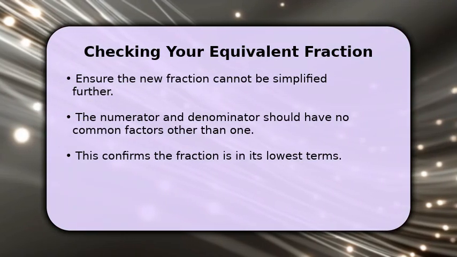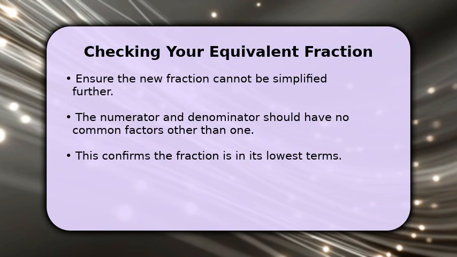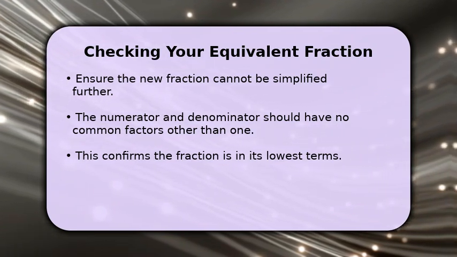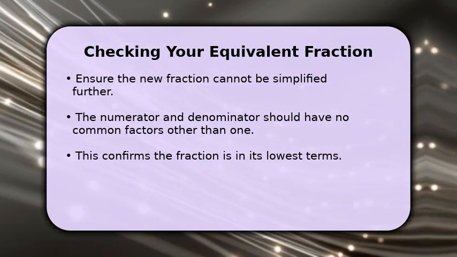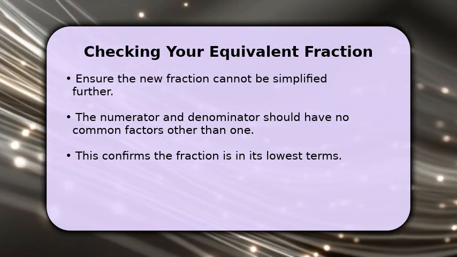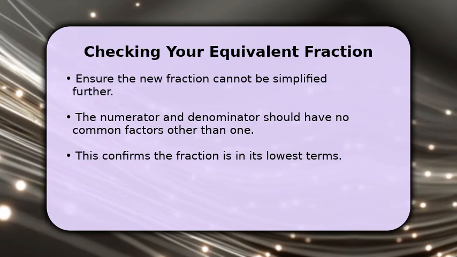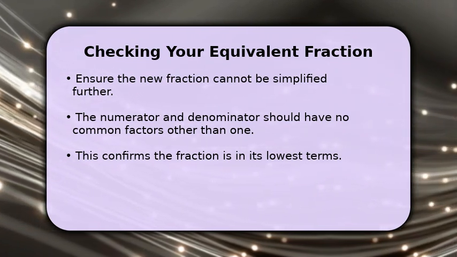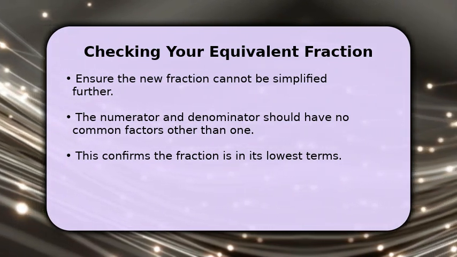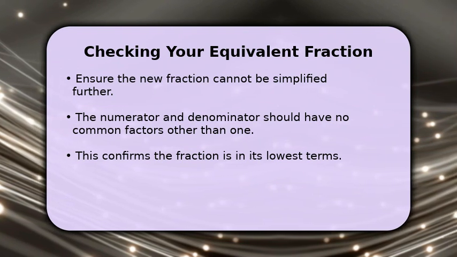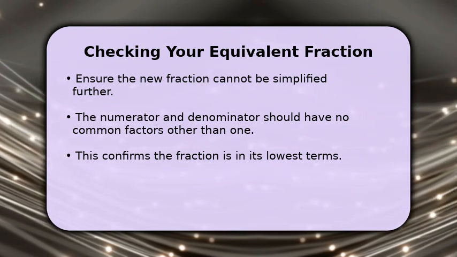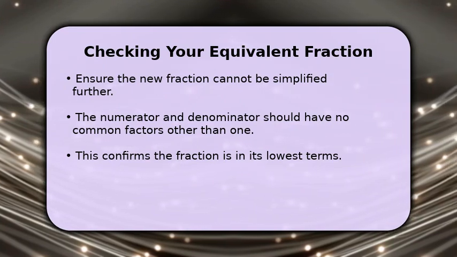After dividing, it is always a good practice to check your work. Make sure your new equivalent fraction cannot be simplified any further. This means that the numerator and the denominator should not share any common factors other than the number 1. If they do not, then you have successfully found the simplest equivalent fraction. This final check ensures accuracy and completeness in your mathematical process.